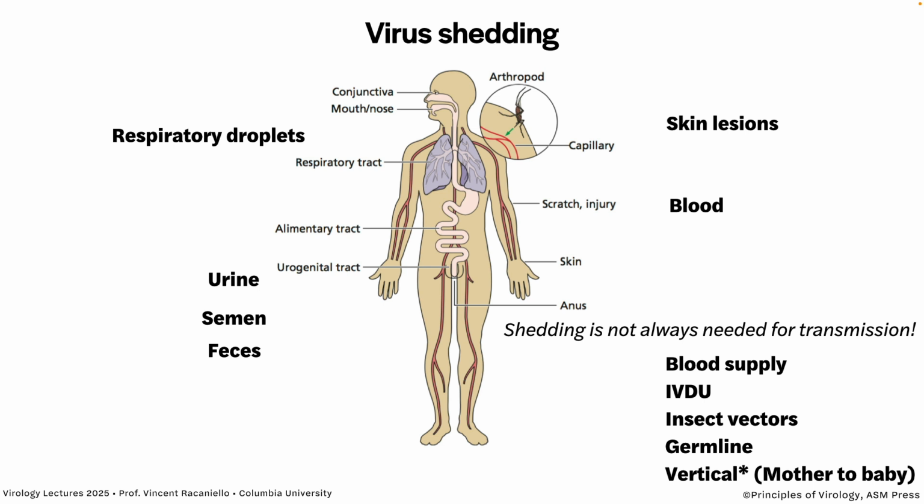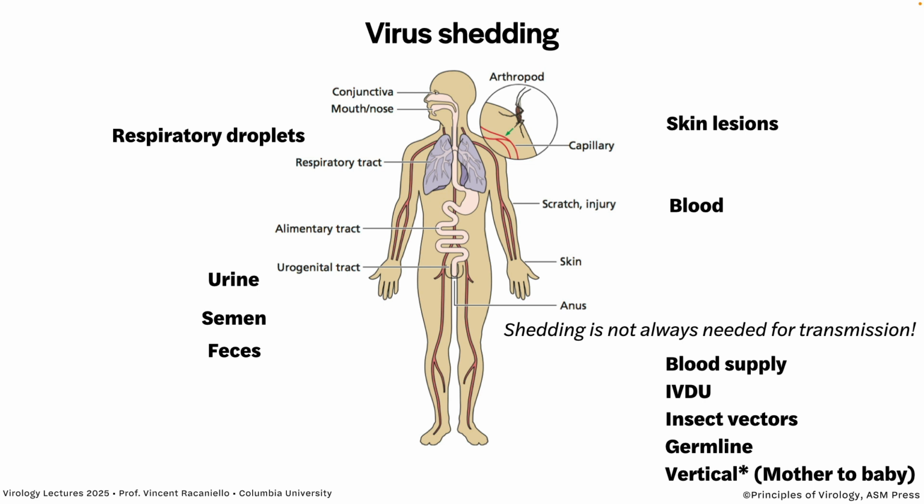Because we can't get rid of it, as it is from latent memory T cells. And if it were in the germline, good thing it can't infect germ cells. But you don't always need shedding to transmit, okay? So these are some examples of ways to transmit.